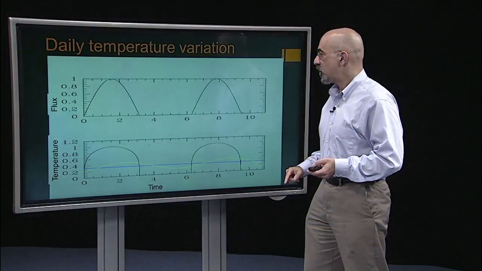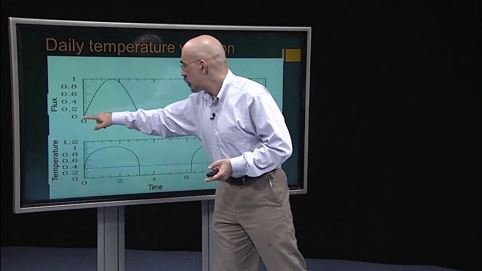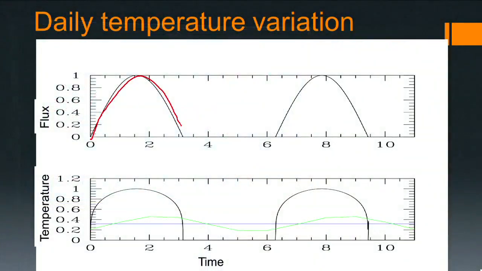We can look at it this way. If we balance the flux coming in, here's the flux coming in during the day, maximum at Mercury's noon, and then falls to 0. There's no energy coming in from the sun to the backside, then peaking again.